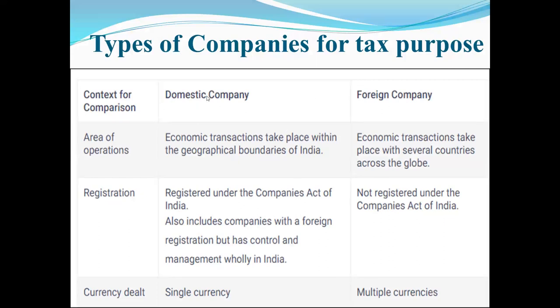Types of companies: domestic company, foreign company. First of all, you can see the area of operations. A domestic company will operate within the geographical boundaries of India. Outside India, it will not operate. A foreign company will carry out activities in several countries. Maybe a Japan company will send telephones across the world. You cannot control it. It is a foreign company. A domestic company is registered under the company law; a foreign company is not.